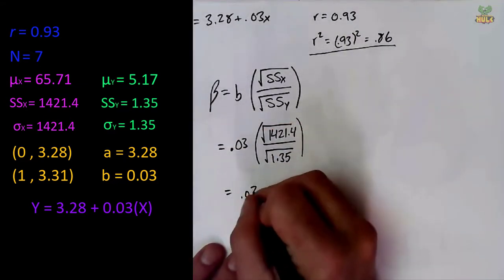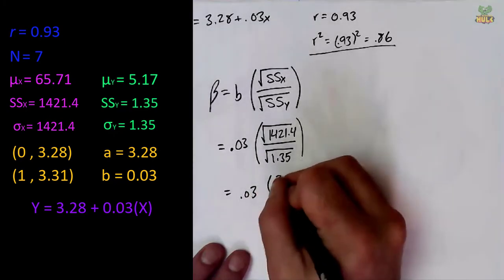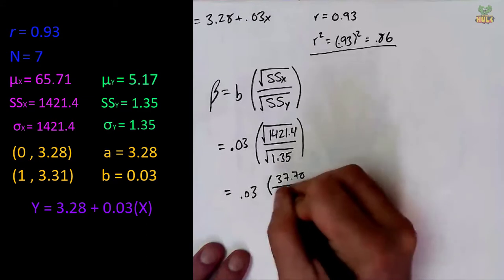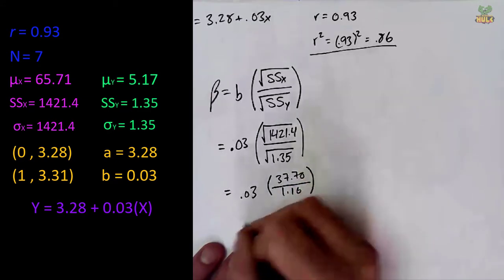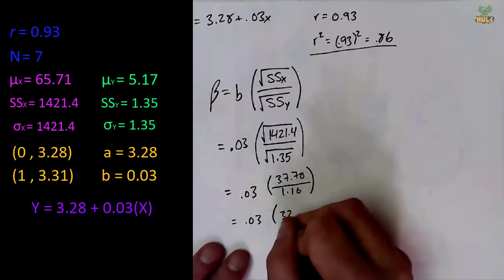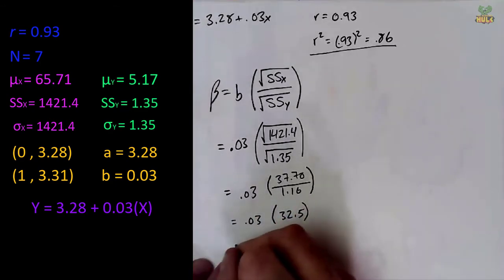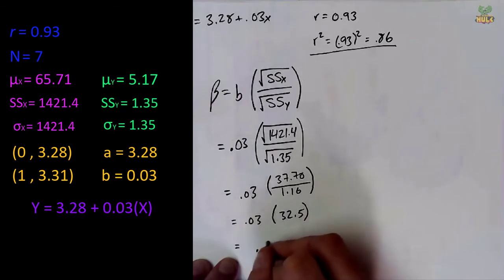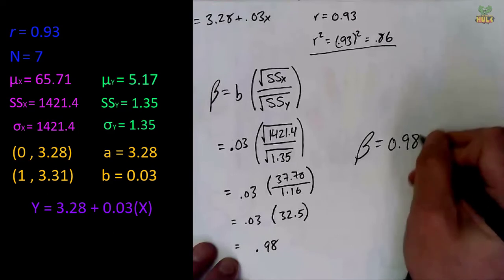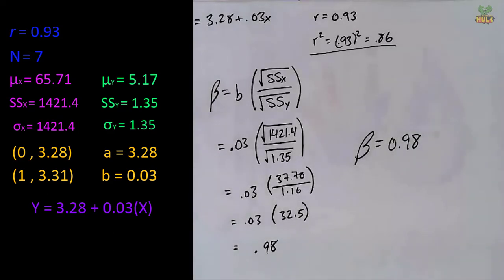All right, so again, let's just carry it through step by step. That would be 0.03 times 37.70 over 1.16, which would be equal to 0.03 times 32.5, which is then equal to 0.98. So our beta weight is equal to 0.98. All right. The very last thing I want to show you is how to use the regression equation to plot your line on a scatter plot.